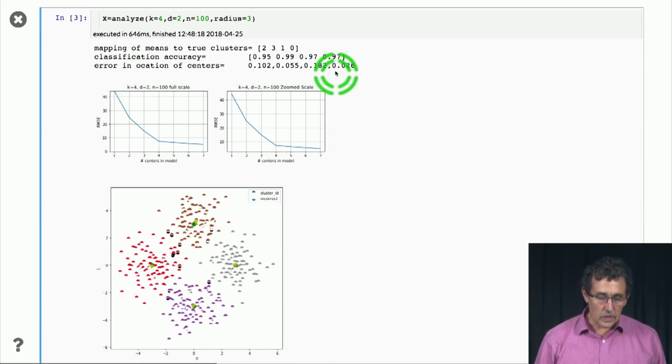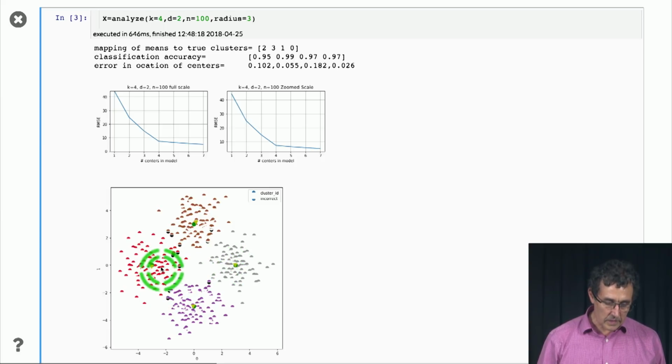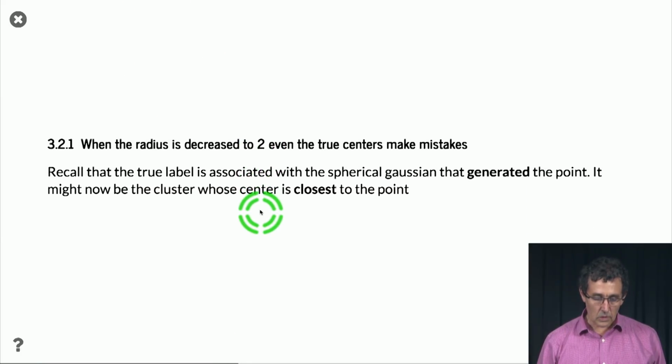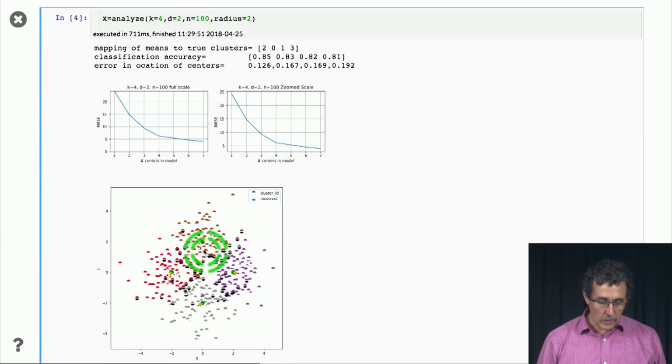Okay, so we decrease from 4 to 3. We see that there is some more mistakes, but basically the centers are still exactly at their right place. We decrease to 2, and now we get significantly more mistakes.